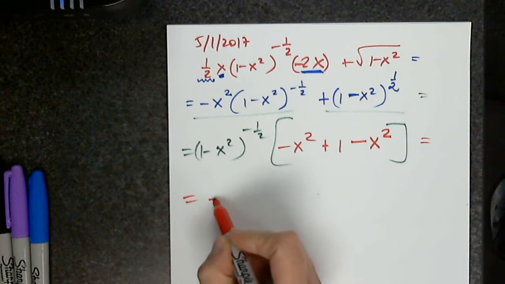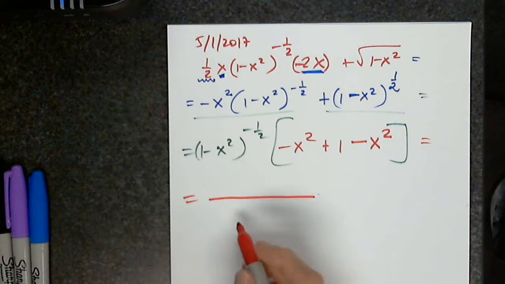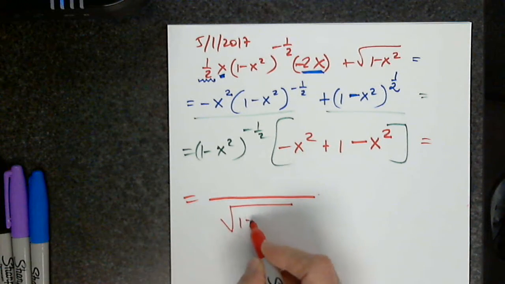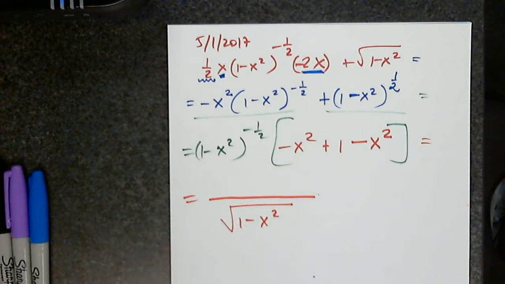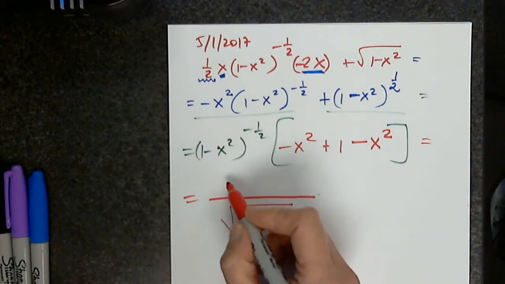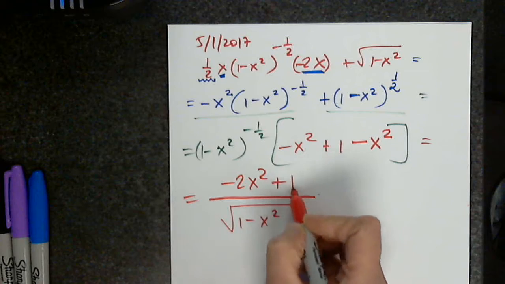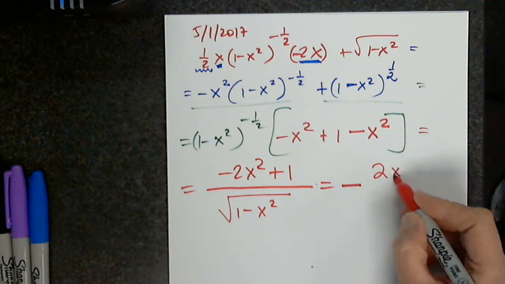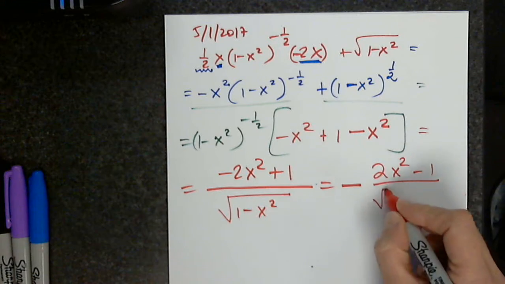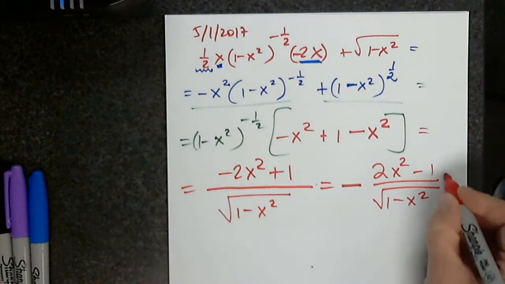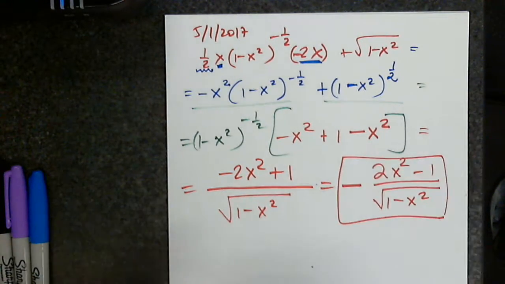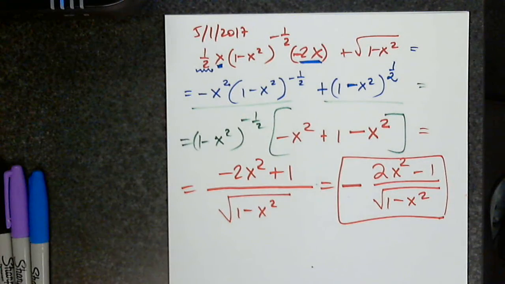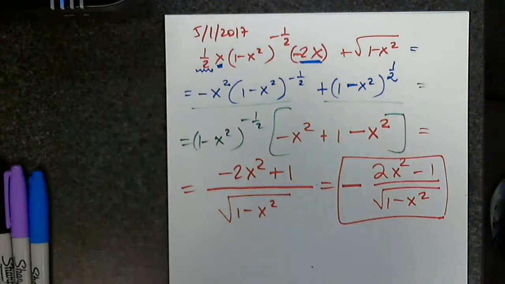I combine like terms. I bring the negative power to the denominator in the form of the square root of 1 minus x squared. And now the numerator is negative 2x squared plus 1. I highly recommend factoring out negative 1: negative (2x squared minus 1) over the square root of 1 minus x squared. And this is a simplified form of that expression.